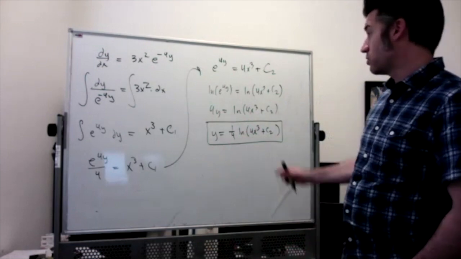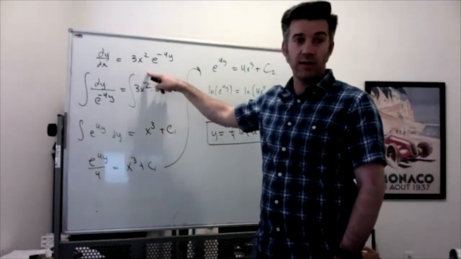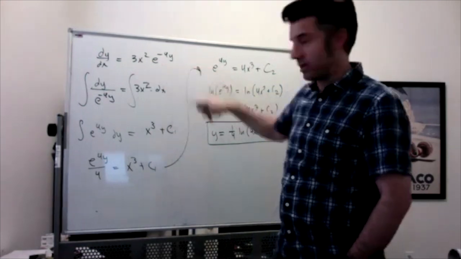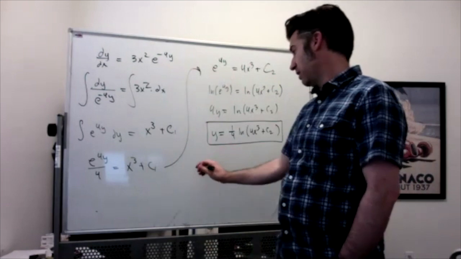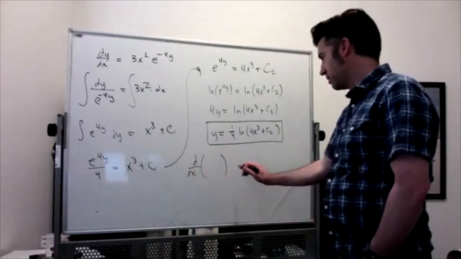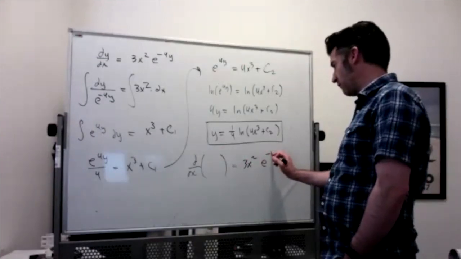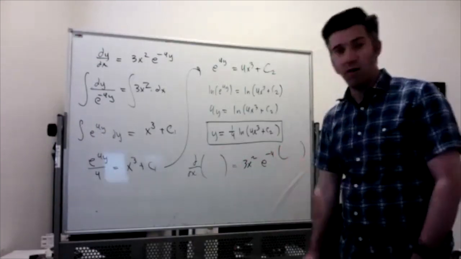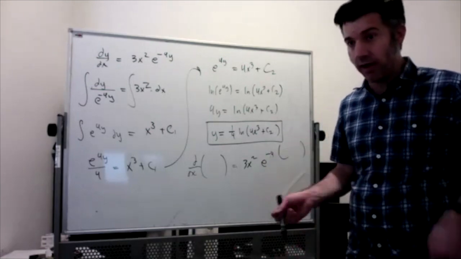And if you took the derivative of this, it would equal 3x squared times e to the negative 4 times that. So whatever the derivative of this is, the derivative of all that is equal to 3x squared times e to the negative 4 times all of that. We're not going to show that. We don't need to show that, but it is true.